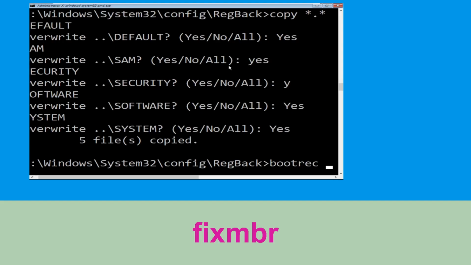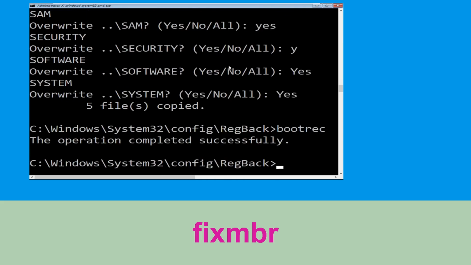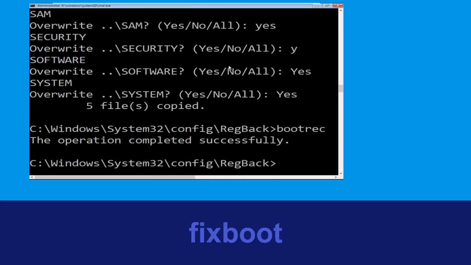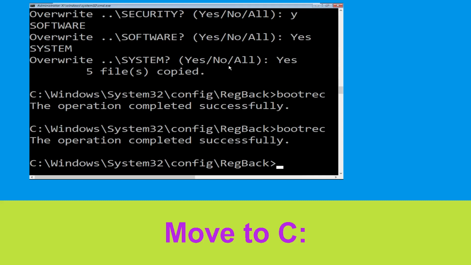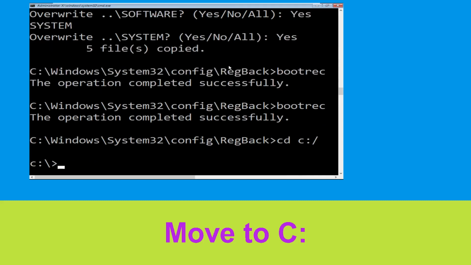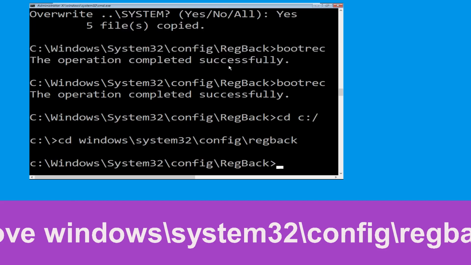Type in bootrec /fixmbr and hit enter to execute the command. Type bootrec /fixboot and hit enter. Now type in cd c:\ and simply hit enter to execute the command. Let's execute this command. Type cd windows\system32\config\regback. Then simply we need to hit enter to execute this command.